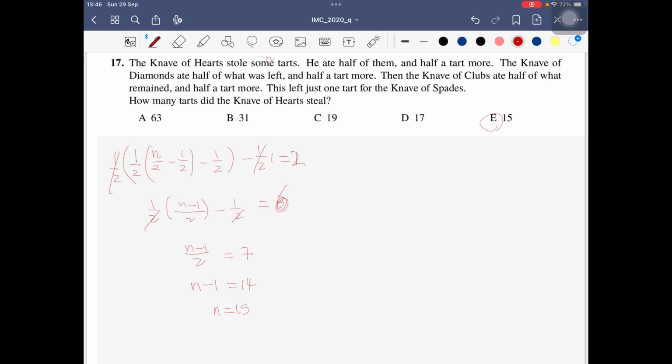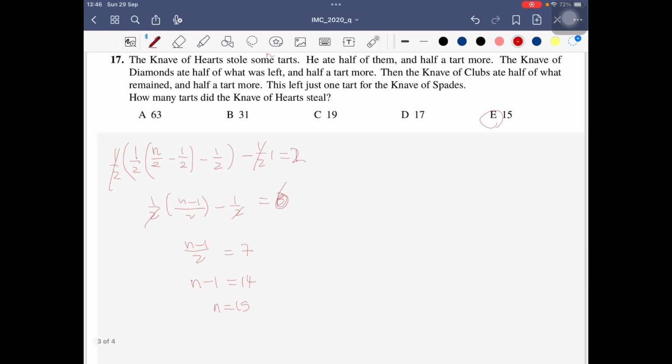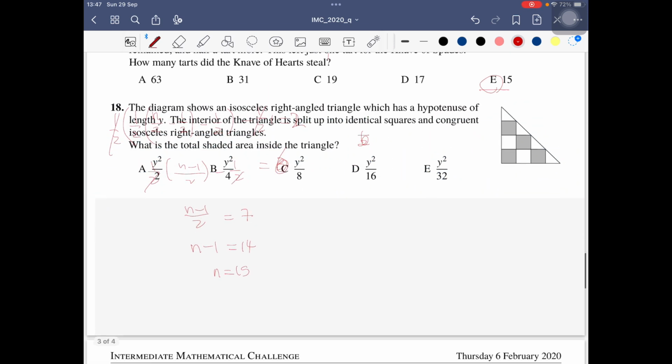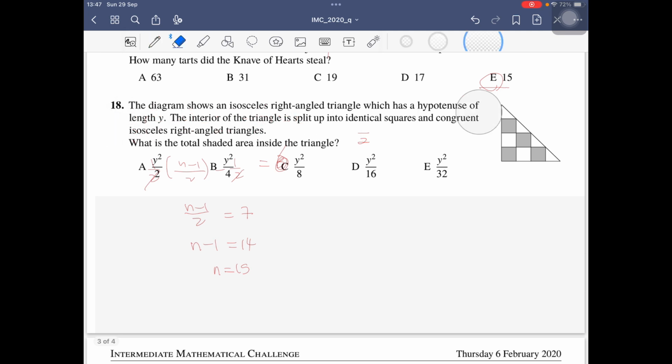Does it make sense? Let me calculate just once more, just to check. Because he had half of them, let's say 7.5 and 0.5. So now we have only 7. 3.5, 0.5. So now we have only 3. 1.5 plus 0.5. Now we have only 1. Yeah, it makes sense. But just the half of the tart was the decimal.